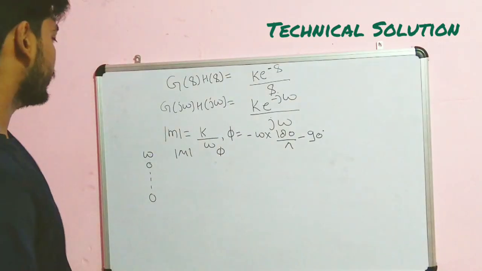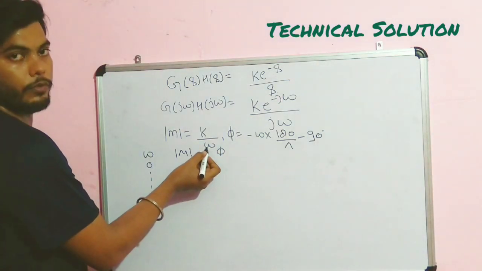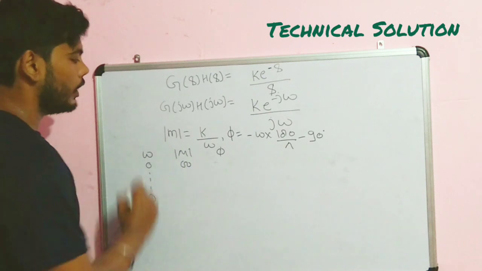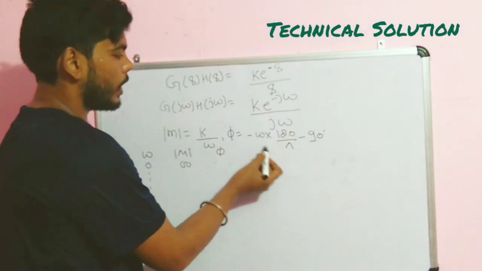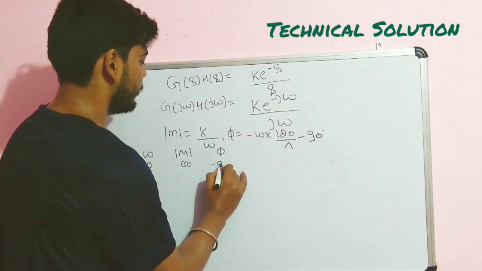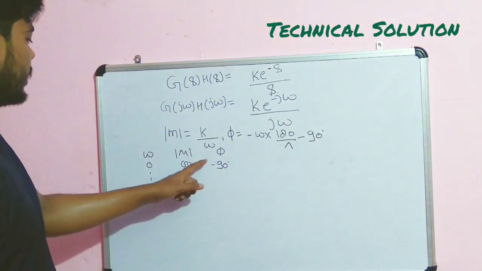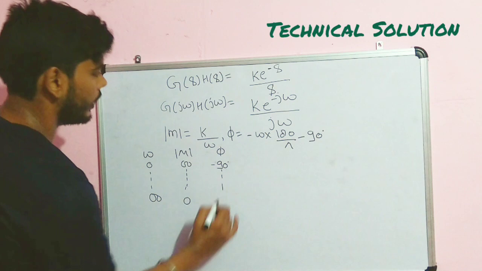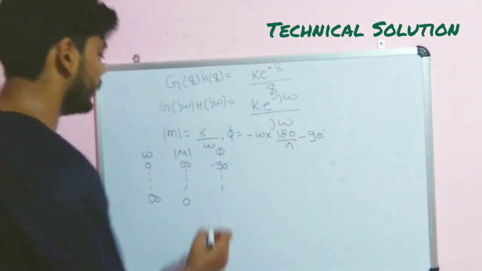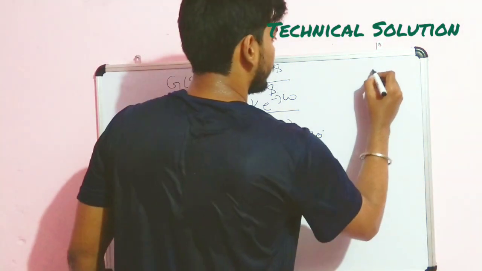For omega varying from 0 to infinity, what are the magnitude and phase? If we put omega equal to 0, the magnitude is infinite, and the phase is minus 90 degrees. Similarly, when omega is equal to infinity, the magnitude is 0 and the phase is infinite. So see how we can draw a polar plot when these terms are present.